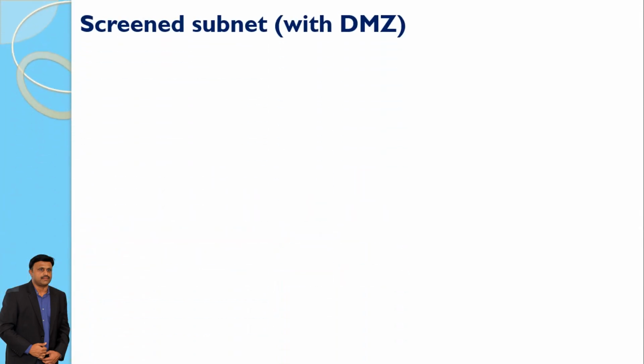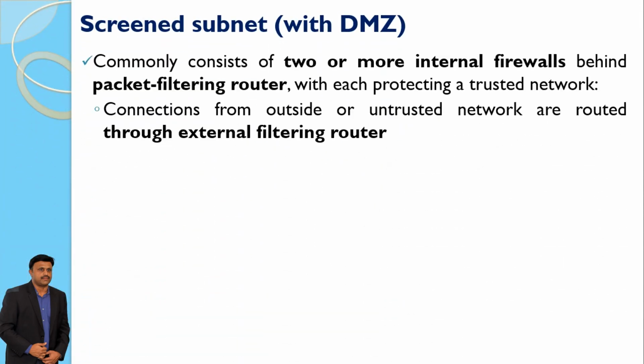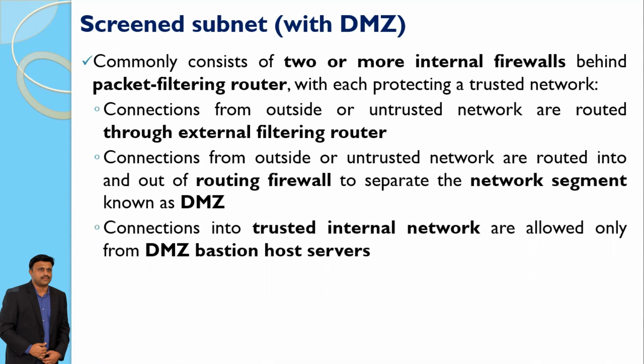Screened subnets with DMZs commonly consist of two or more internal firewalls behind a packet filtering router. Connections from outside are routed through an external filtering router and into the DMZ, while trusted internal network connections are allowed only from DMZ bastion host servers.